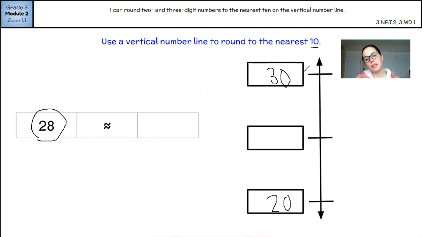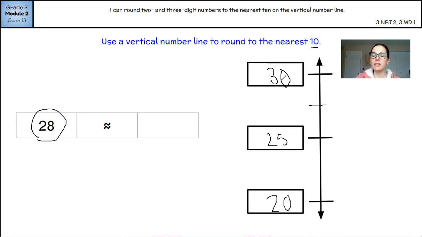Then we have to decide what the halfway point is. Remember, half of 10 is 5. So if we count by 5s in between our 10s, 25 is our halfway point. We're looking at the number 28. We think of this number line like this: 20, 21, 22, 23, 24, 25, 26, 27, 28 would be about here, right? And who can remember the rule?